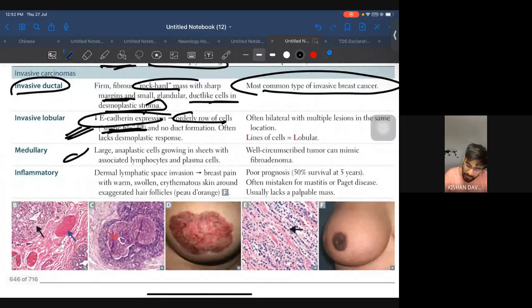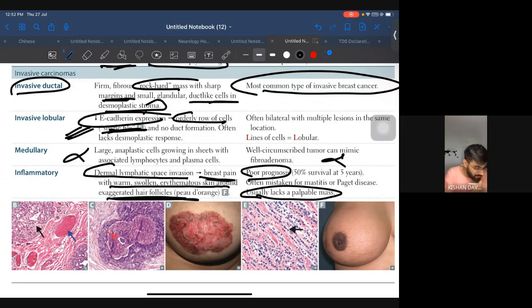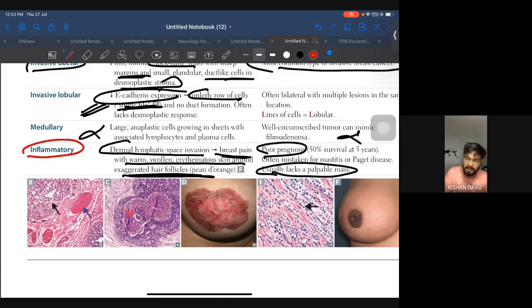Medullary, not important. Inflammatory is important. Dermal lymphatic space infection. Breast pain with warm, swollen, erythematous skin around exaggerated hair follicles. Poor prognosis. So usually lacks a palpable mass. Now, important over here is the inflammatory may is the only type of breast cancer where you will be given questions with pain. Okay, they will give pain and erythematous skin around nipples swollen along with that they will tell you that there is no palpable mass also.